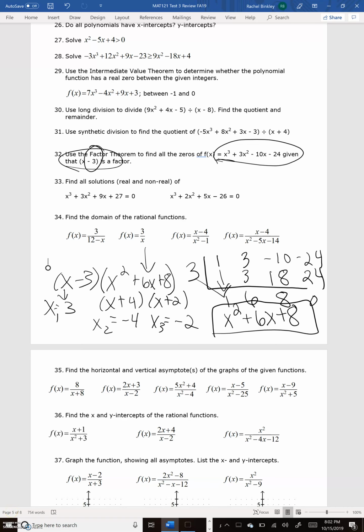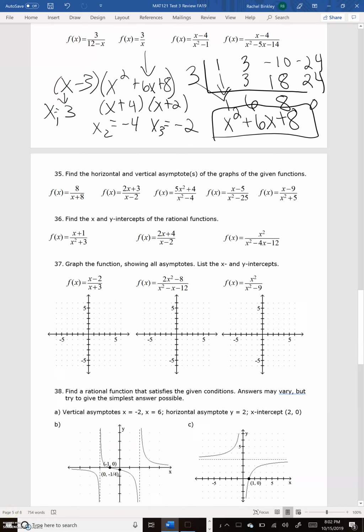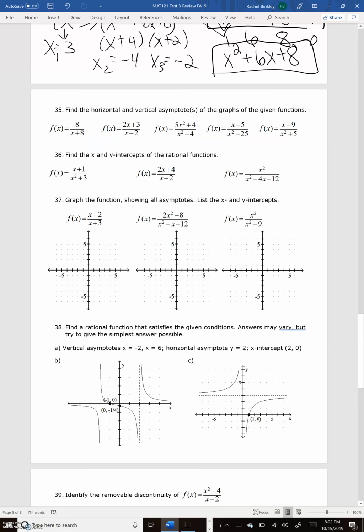Almost there, you guys. Question 36. Find the x. Oh, you know what? Let's not worry about this one in rational functions. On the test, it's only looking for the x and y intercepts of polynomials. So all you have to remember is that to find the x-intercept, you find the zeros. You find zeros, solutions, all the above.